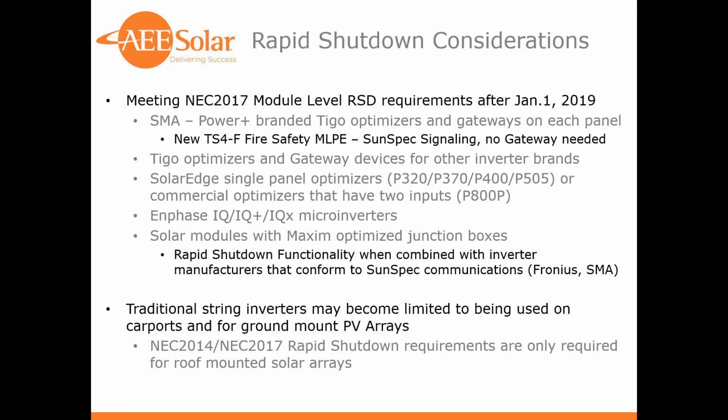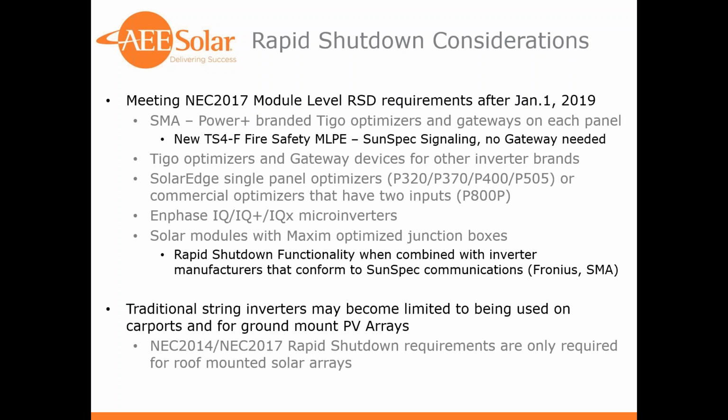We mentioned the IQ series of microinverters. And then also, Fronius specifically is going this route. They're recommending solar modules that have the maximum junction boxes installed. Those are SunSpec compliant and would talk to inverters that conform with that protocol and communicate rapid shutdown signaling over the existing array wires.